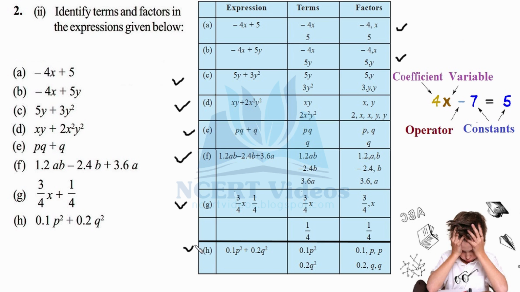So in this way, we find our terms and factors. So factors when they are written together, they form terms, and when terms are added up, they form expressions. This is how expressions are formed. That's your second part.